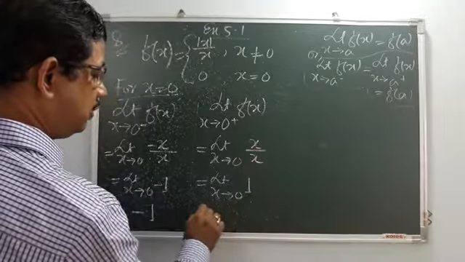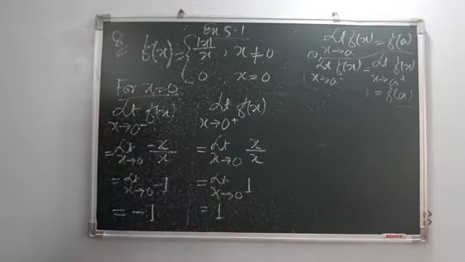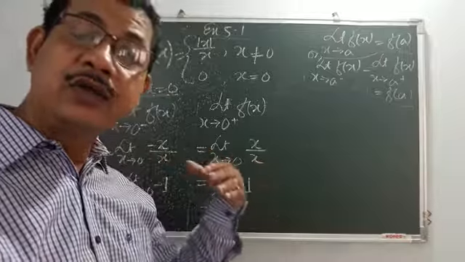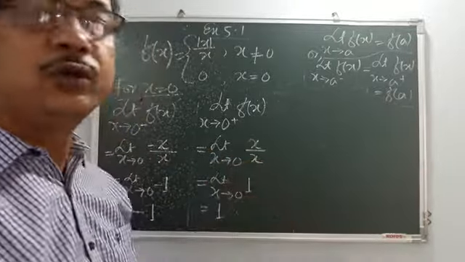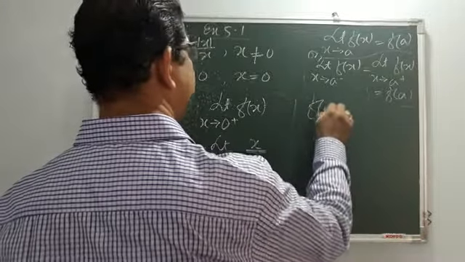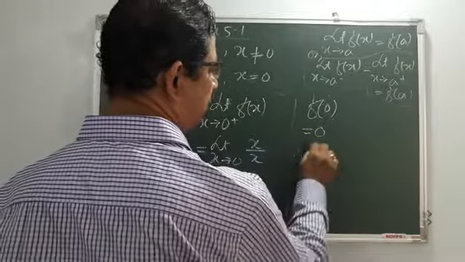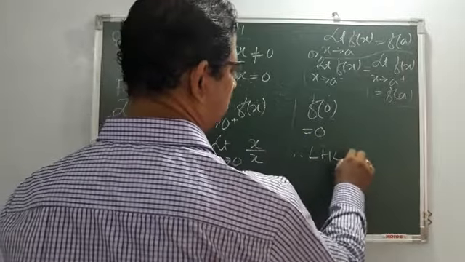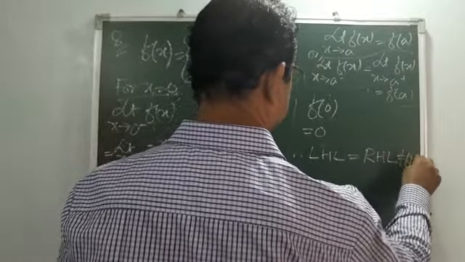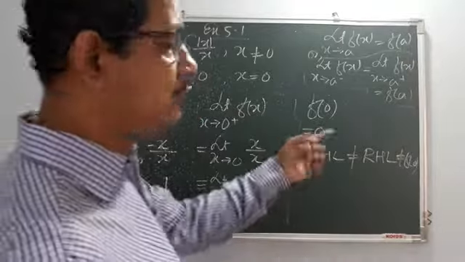Cancellation, 1. Then if we draw the limit, this is 1. Remember, after cancellation we are removing the limit, not before cancellation, because it is what? 0 by 0 form. Now f(0), when x equals 0, it is 0. Therefore LHL is not equal to RHL. So all three are not equal: minus 1, 1, 0.